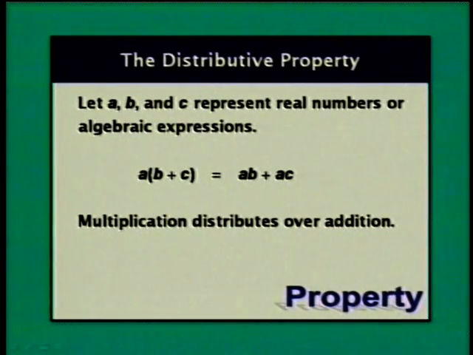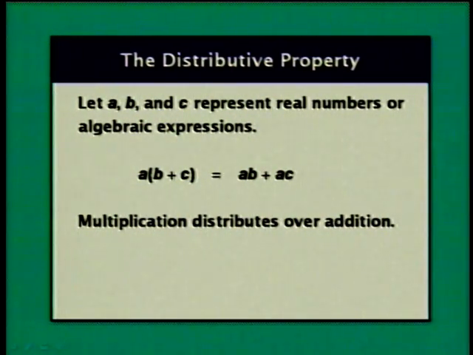If a, b, and c represent real numbers or algebraic expressions, then a times the quantity b plus c equals ab plus ac. We say that multiplication distributes over addition.